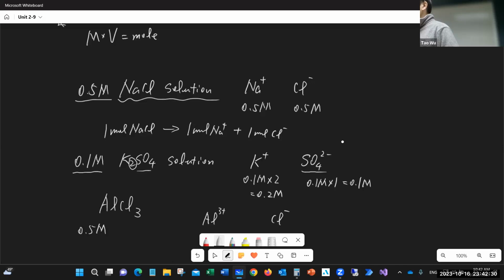That's pretty straightforward, right? For the aluminum ion, how many aluminums are in this compound? 1. So the concentration is 0.5 molar times 1, which is 0.5 molar. How about the concentration of the chloride? There are 3 chlorides in this compound. That means 0.5 molar times 3, so you get 1.5 molar for the concentration of chloride. That makes sense?